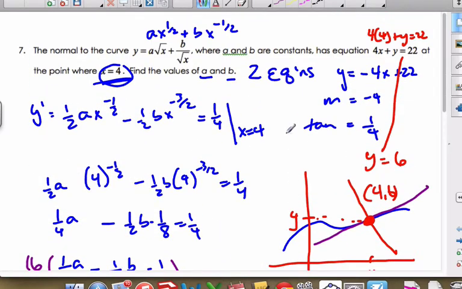So recapping, at 4, my normal has slope negative 4, and so my tangent slope is positive 1/4. So the derivative at x equal to 4 is equal to 1/4. That's one equation I can get using x equal to 4 and 1/4 as my slope. The second equation, I find the point when x equals 4, which is here, and that will enable me to find the coordinate on the curve itself, which will then help me find the second equation to find a and b.